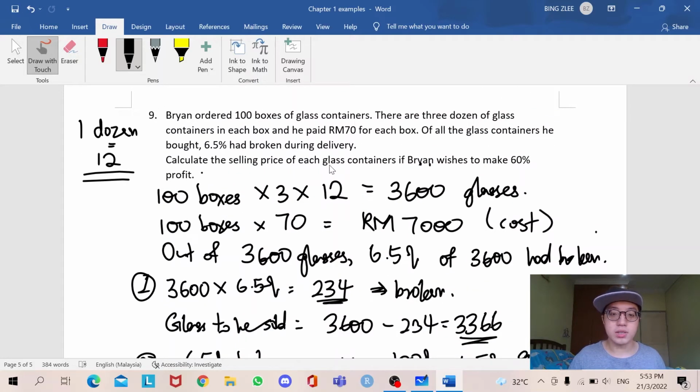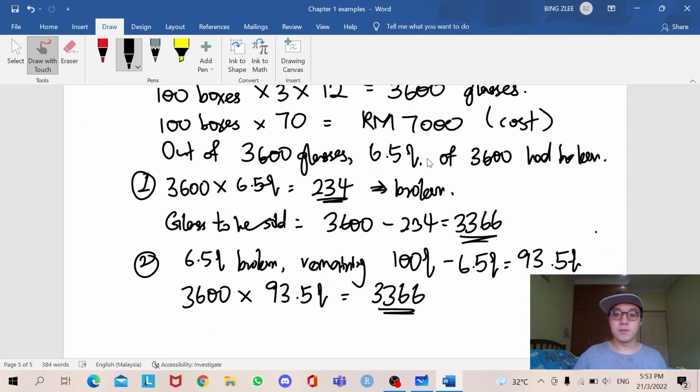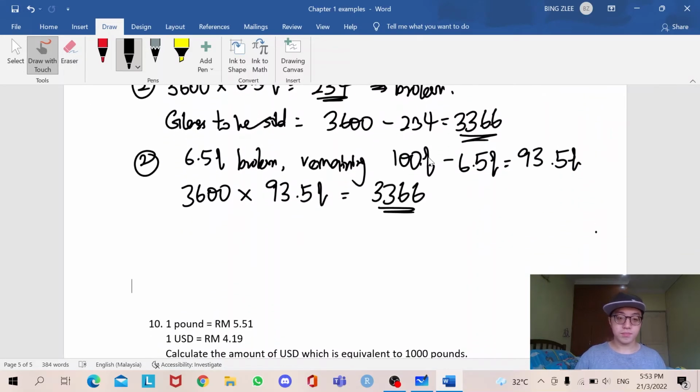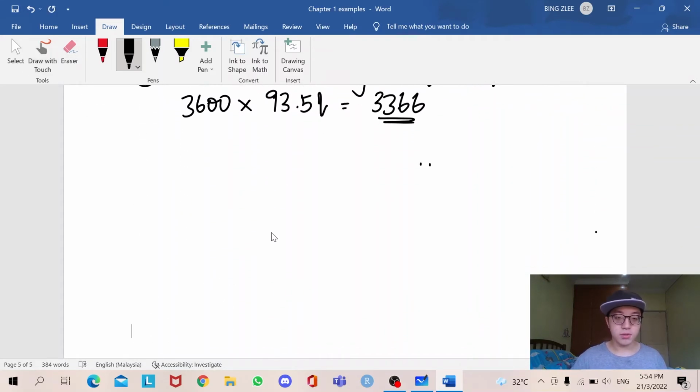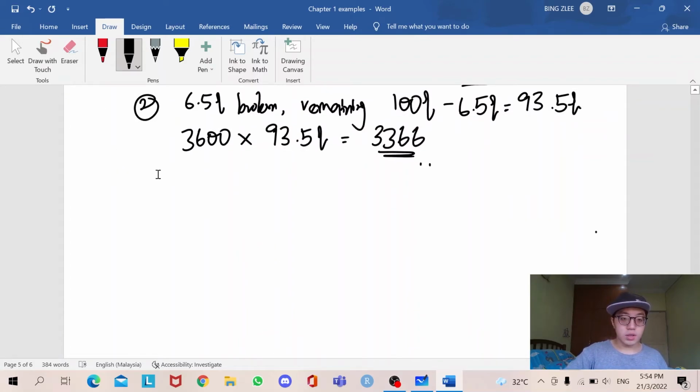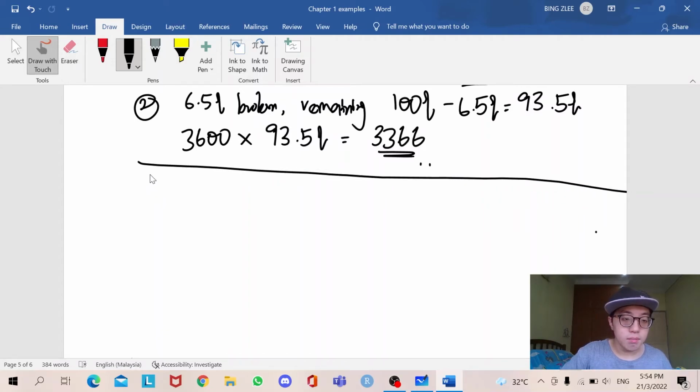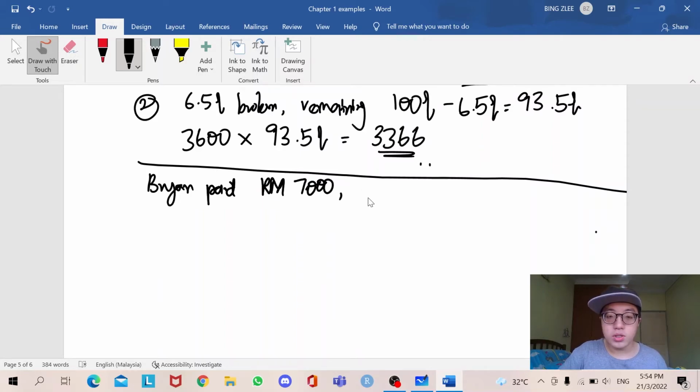Calculate the selling price of each glass container if Brian wishes to make 60% profit. So if he wants to make 60% profit, all right, we need more space. Okay, let's draw a line here first. Brian paid RM 7,000. Okay, if he wants to make a 60% profit, what is the total selling price, what is the total income that he will need to take?